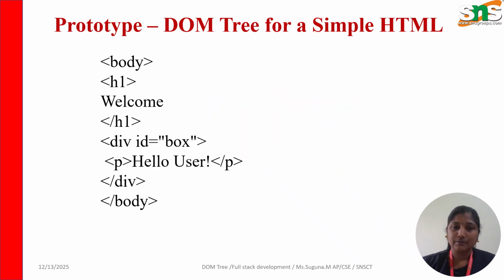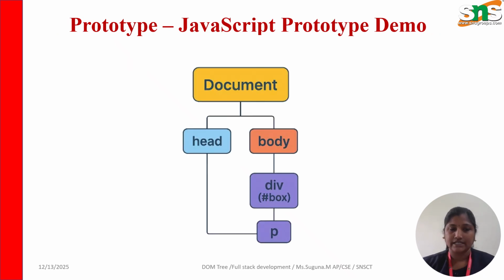Let's see a simple HTML example. Here we have a body tag. In the header tag we have given a welcome message, and we have an ID called box, and in that paragraph we have given the text hello user. In this DOM tree, the document is the root, body is the parent, H1 and div are the children, and P is the child of div. This hierarchical structure helps JavaScript to locate elements easily.